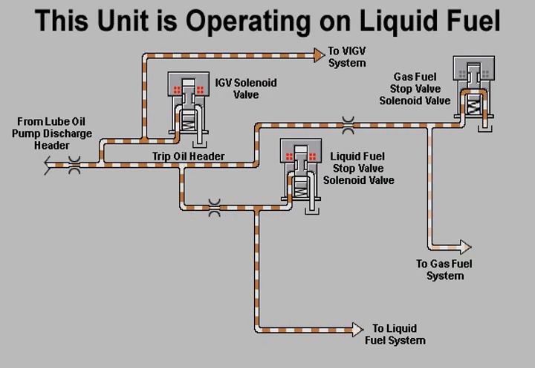The control system also energizes either the liquid fuel stop valve solenoid valve or the gas fuel stop valve solenoid valve, depending on which fuel system is in service. In this example, the liquid fuel stop valve solenoid valve is energized and trip oil can flow to the control devices in the liquid fuel system. The gas fuel stop valve solenoid valve is de-energized and trip oil is flowing to drain, which ensures that the gas fuel system is inoperative.